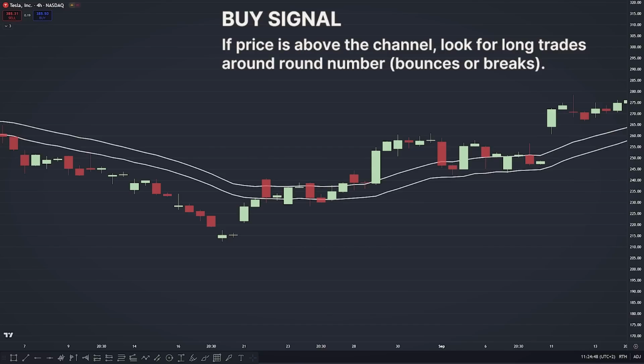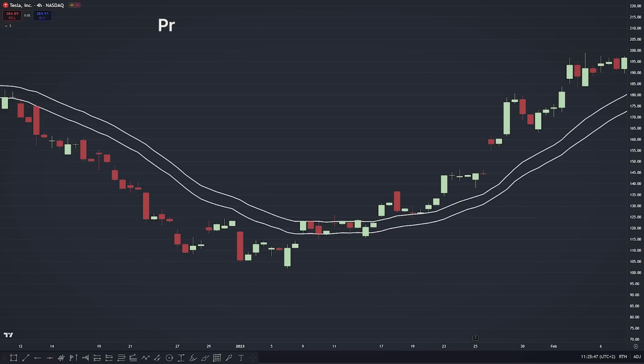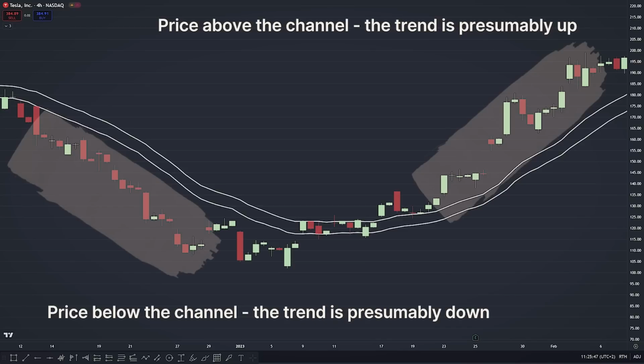If the price is above the channel, you might see a bullish environment, so you look for long trades at the next round number bounce or break. If price is below the channel, you likely see a bearish environment, so you aim for short trades. First, check if price is above or below the channel. If above, the trend is presumably up. If below, the trend is presumably down. If price is inside the channel, it might be consolidating.